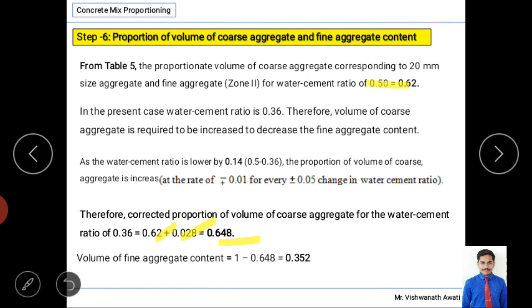Next is volume of fine aggregate, and we know 1 indicates total volume of aggregate. Then we know the volume of coarse aggregate, so just remove the coarse aggregate content from the total. Then we are remaining with 0.352 as fine aggregate, right?